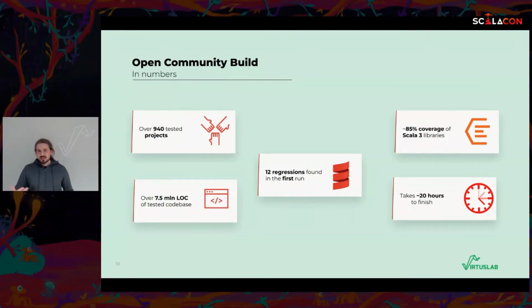In general, building of these projects takes around 20 hours, so you can understand why we wanted to make it asynchronous, because that's not one big monorepo in a commercial project. It's open source, and we want to make the CI smooth and not block anyone on that. However, all of that allowed us, for example, to find 12 regressions just in the first run. And thanks to that, all of these regressions have never been published. So no frustrated Scala developers, and we like that actually.